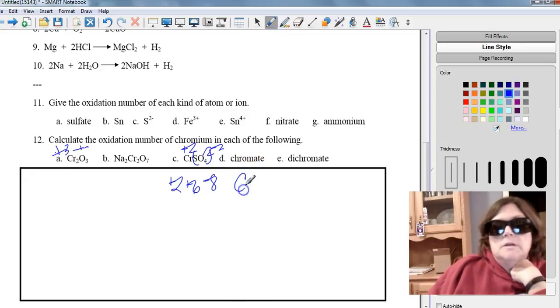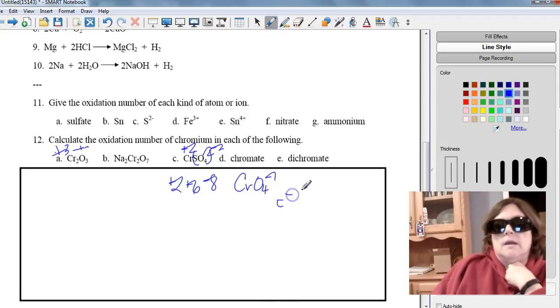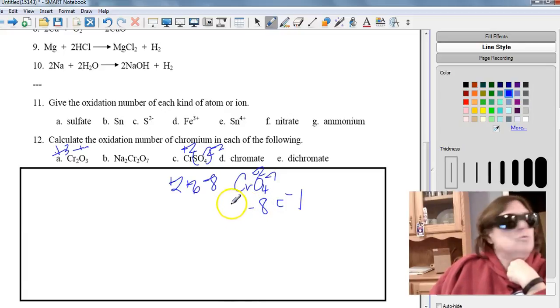Chromate is CrO4 with a negative 1. So we're going to add up to negative 1. Negative 2, 2 times 4 is negative 8. So chromium has to be a plus 7.